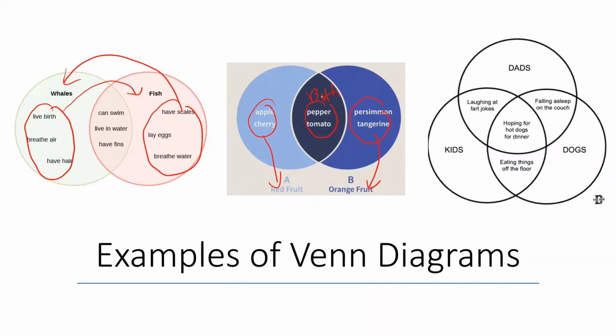And then this is just a funny one here, showing a Venn diagram of what kids, dogs, and dads have in common. We can see a little bit of overlap. Kids and dogs obviously eat things off the floor. That's just a joke here. And of course, the dads falling asleep on the couch, they have that in common with the dogs. Kids and dads laugh at fart jokes, and all three of them want hot dogs for dinner. So that's just a fun little Venn diagram showing the relationship between three different sets.